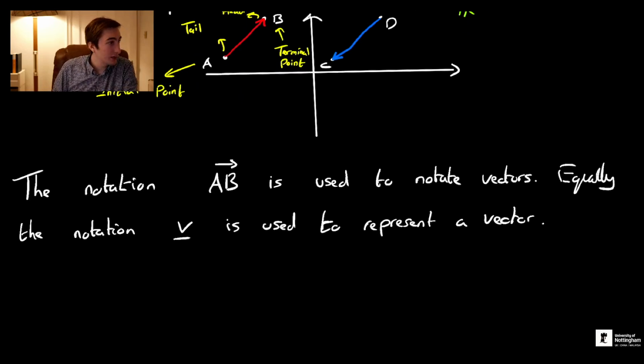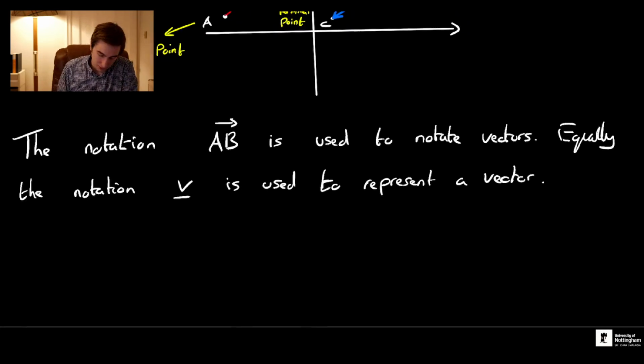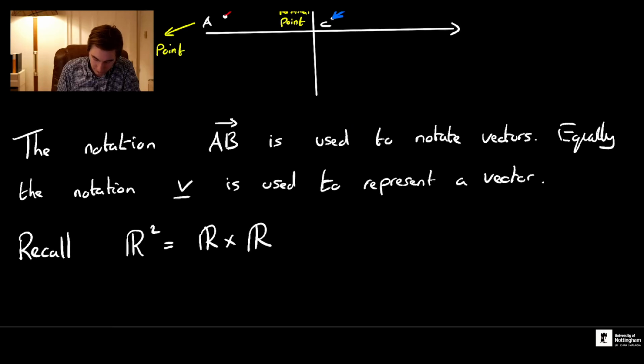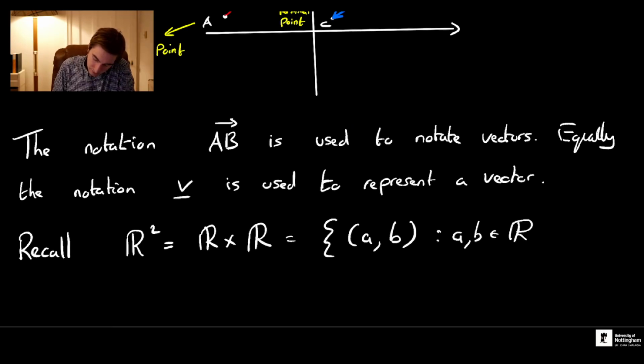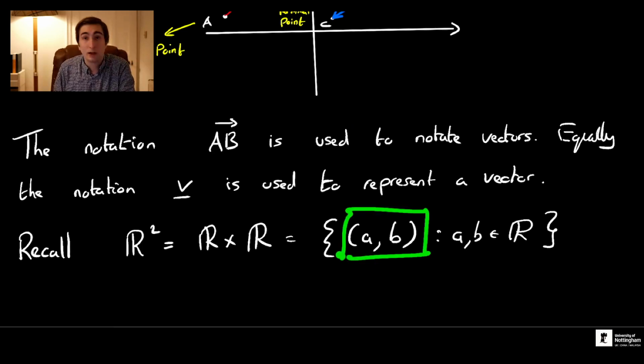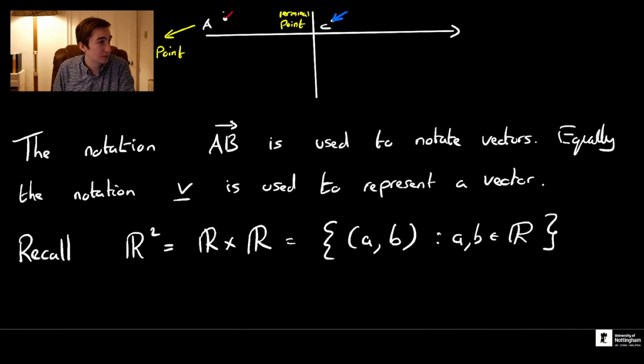So let's do a bit of a recap of what we mean by R2. Recall, R2 is R Cartesian producted with R, which when we write that, that's the set of ordered pairs, or two tuples (a, b), such that a and b are in R.